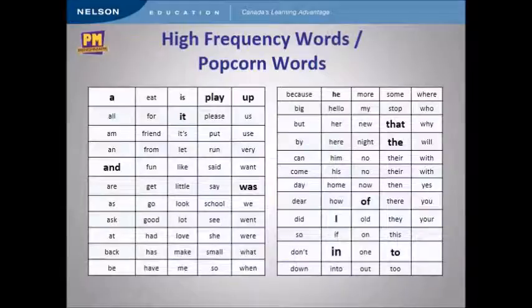As students move up in the levels of text, the number of high-frequency words increases. The chart below shows you some examples of the high-frequency words that students encounter as the text level increases. Sometimes we call these popcorn words because these are the words that keep popping up in their reading.